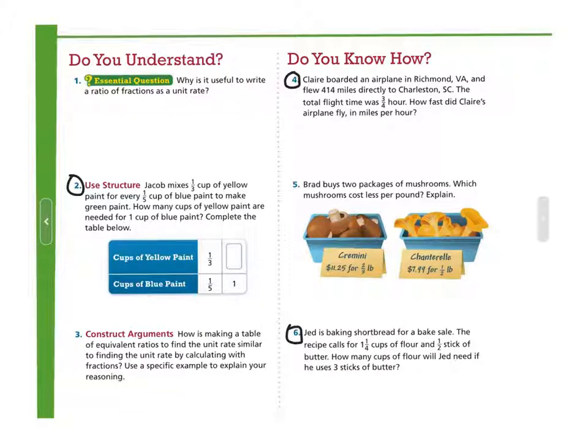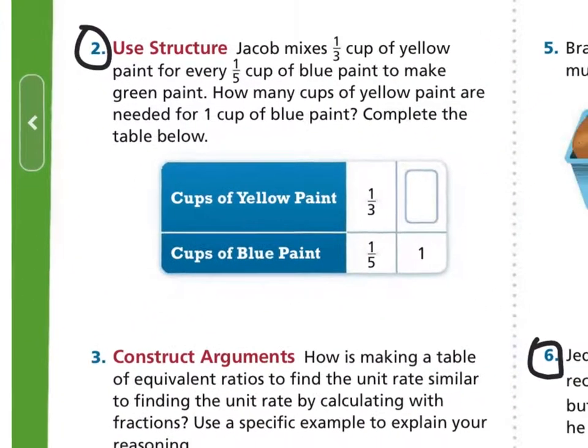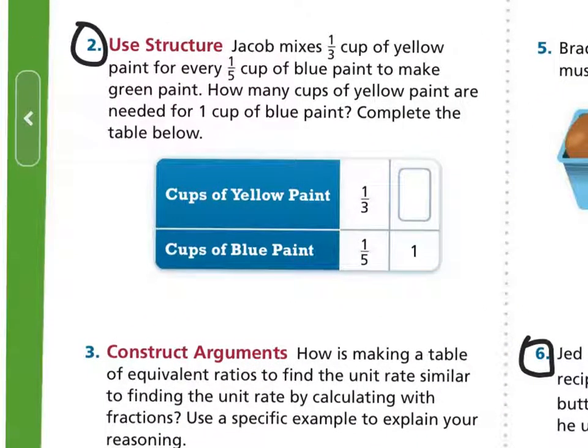So if we look at the "do you understand" number 2, Jacob mixes 1/3 cup of yellow paint for every 1/5 cup of blue paint to make green paint. So how many cups of yellow paint are needed for 1 cup of blue paint? I'm using black instead of yellow there just because the yellow doesn't show up quite as well maybe.